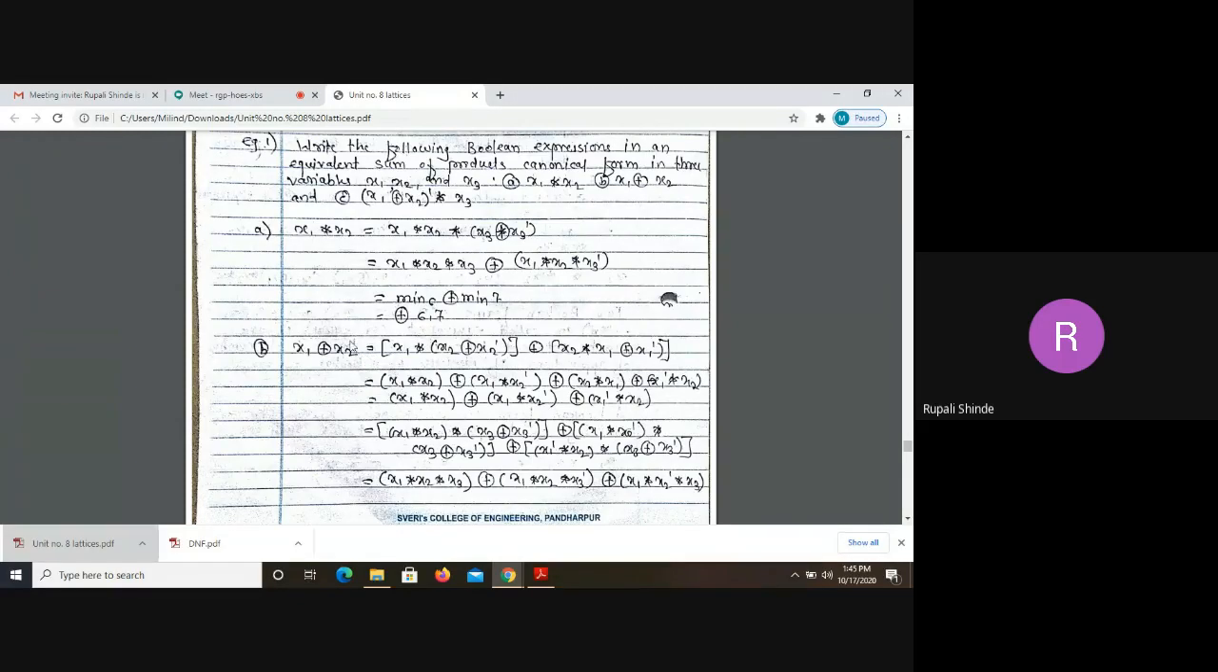XOR. Now second term is x2. Again, for this variable x2, two variables are missing, x1 and x3. Out of these two variables, we can add one at a time. So here I have considered x1 as the missing variable. So x1 XOR x1 complement. Again, this term has no effect on x2.